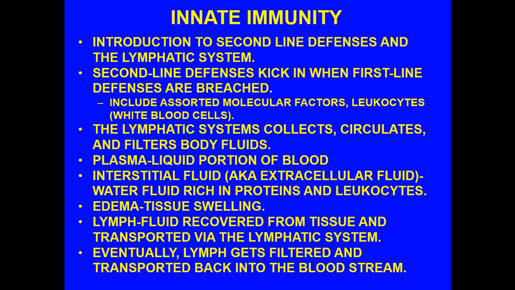Now, in lymph, the fluid is recovered from the tissue and then transported via the lymphatic system. Eventually, the lymph gets filtered and is transported back into the bloodstream. In that process of going through things like lymph nodes and lymph vessels, some pathogens may get transported, and then they may be attacked by various types of blood cells, such as the lymphocytes, leukocytes, etc. That's great, but some of that we're going to be dealing with also with the adaptive system.